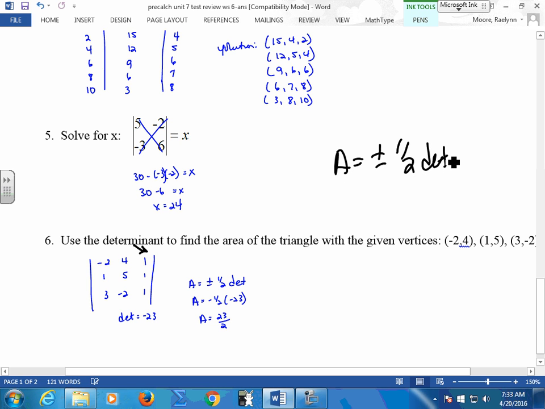Your formula says plus or minus 1/2 determinant. It's almost like the 1/2 based on type. So it still has the 1/2 in it. Because your determinant came out negative this time, you're using the -1/2. If your determinant is positive, you use the +1/2, because you always want your area to be positive.